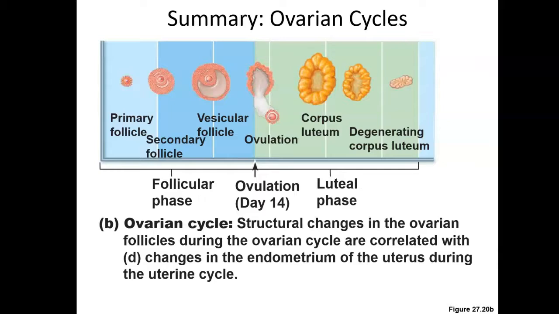Ovulation is going to occur mid-cycle. And then the luteal phase is going to be the period of corpus luteum activity, which is day 14 through 28. And then again, it will degenerate if there's no pregnancy. So in the follicular stage, we're making this follicle. Ovulation, the follicle releases the oocyte. The luteal phase is going to be the development of the corpus luteum. So that summarizes what's going on during the ovarian cycle.